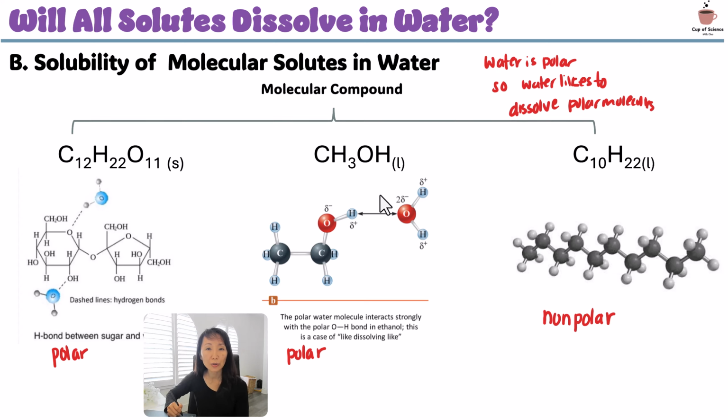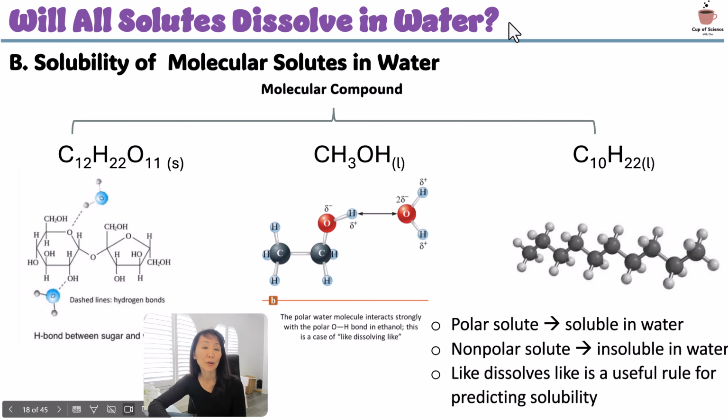So this sucrose will dissolve in water. So this will dissociate. So this will be soluble. Ethanol will also be soluble because it's polar. A nonpolar one here is insoluble because if it's nonpolar, they will separate. It will not dissolve very well. So to reiterate, all polar solutes will be soluble in water for molecular compounds. All nonpolar solutes will be insoluble in water for molecular compounds.